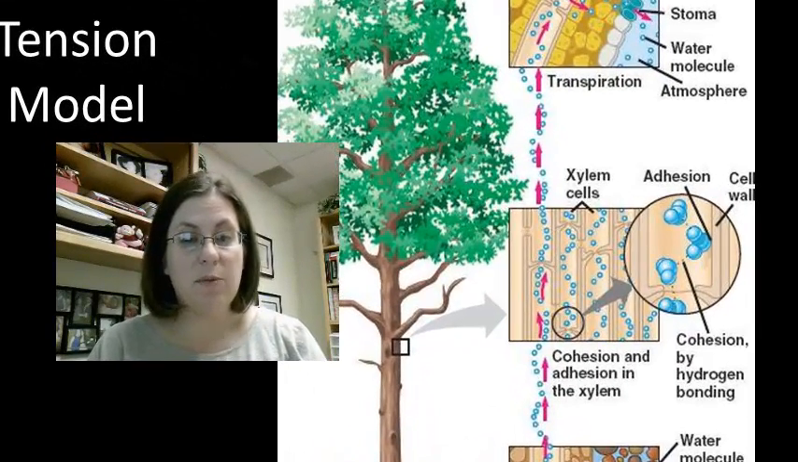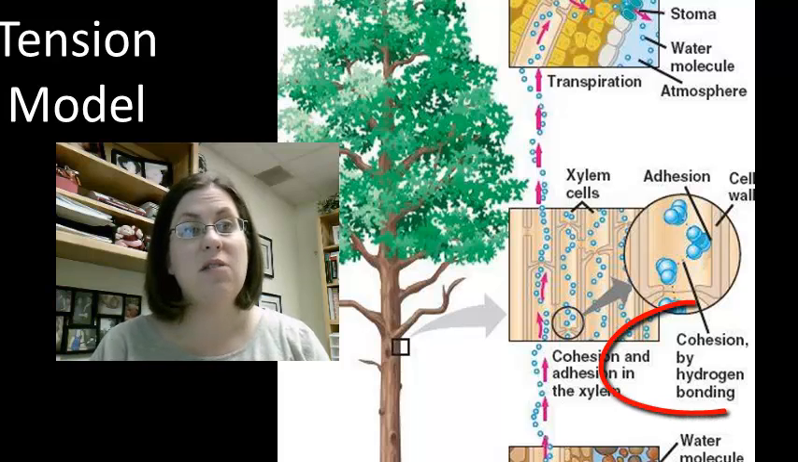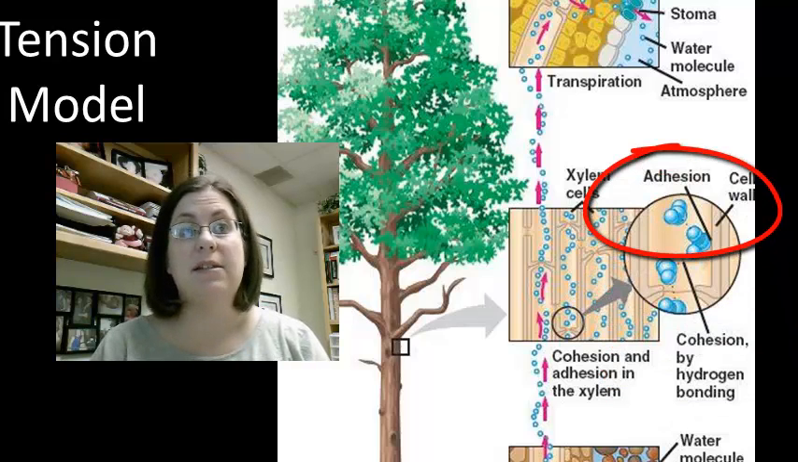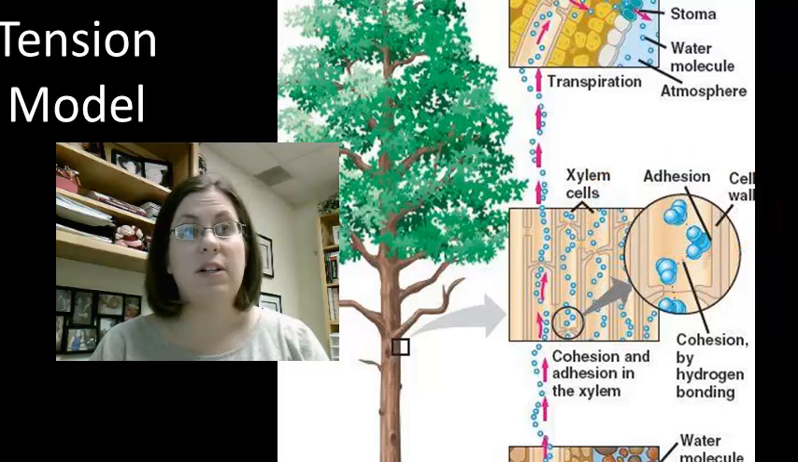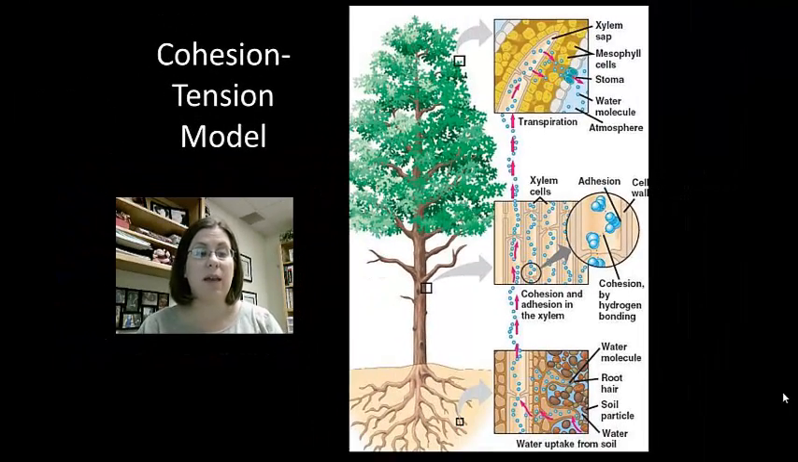Now, once the water moves into the xylem, the water molecules begin sticking to each other. This is called cohesion. So this is the cohesion part of the cohesion tension model. They also start sticking to the sides of the xylem, which is adhesion. Now, this creates a water column. Once the water column is created, as more water enters, it starts to push the water up the plant. Now, this can only go so far because gravity starts to push back down.